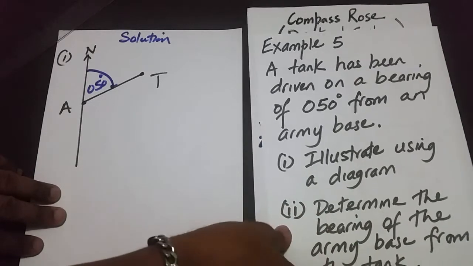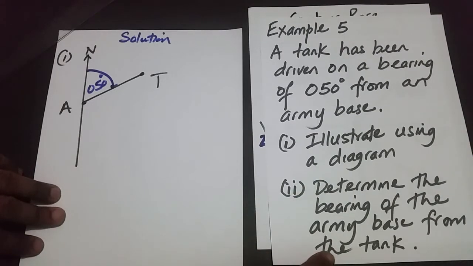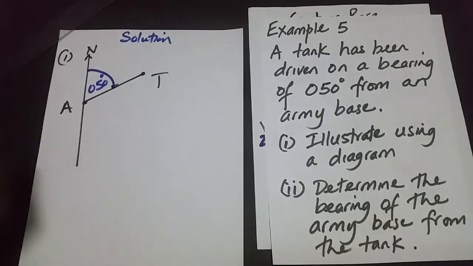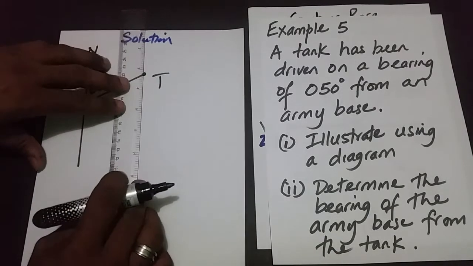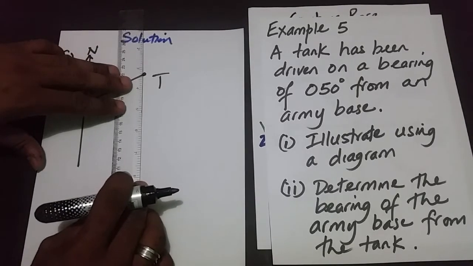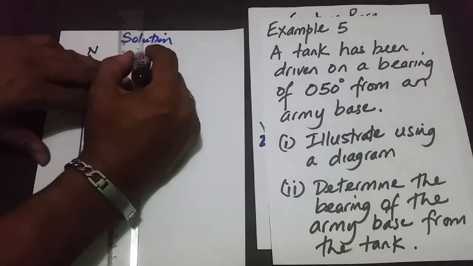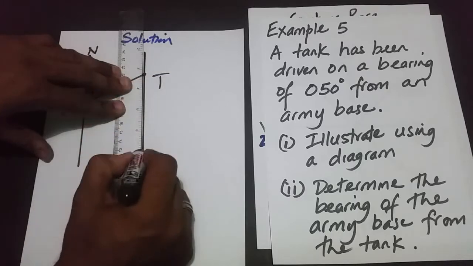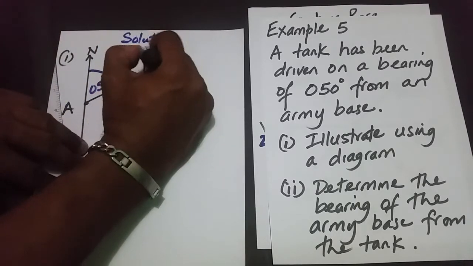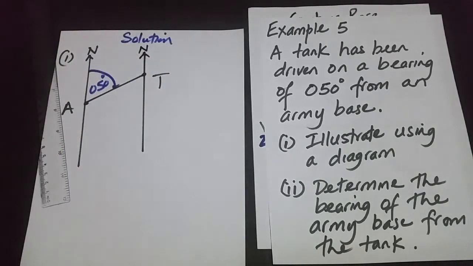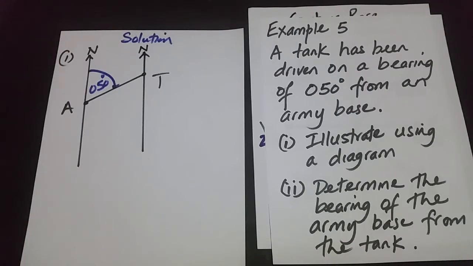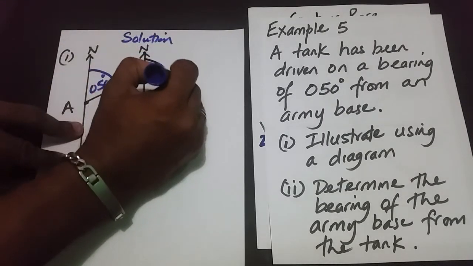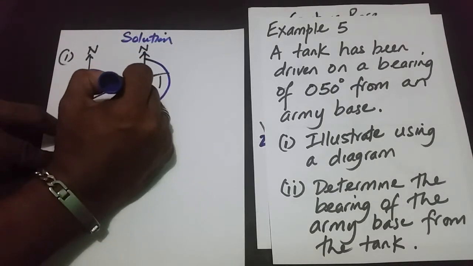Now part 2 says, determine the bearing of the army base from the tank. So we have to draw a north line now through the tank, and again, north lines must be parallel to each other. So I'm going to draw this north line here. North lines must be parallel to each other. And the bearing of the army base from the tank would be this massive angle coming around here.